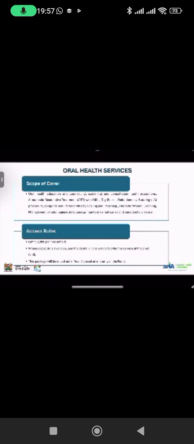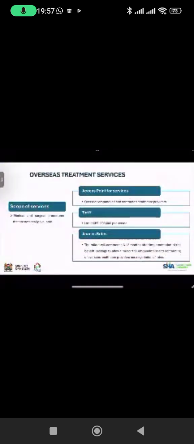And also for the areas where we have dental services available. Then overseas treatment, we are saying that overseas treatment will only cater for conditions that are not available in Kenya, and they'll be at around 500,000 per person.